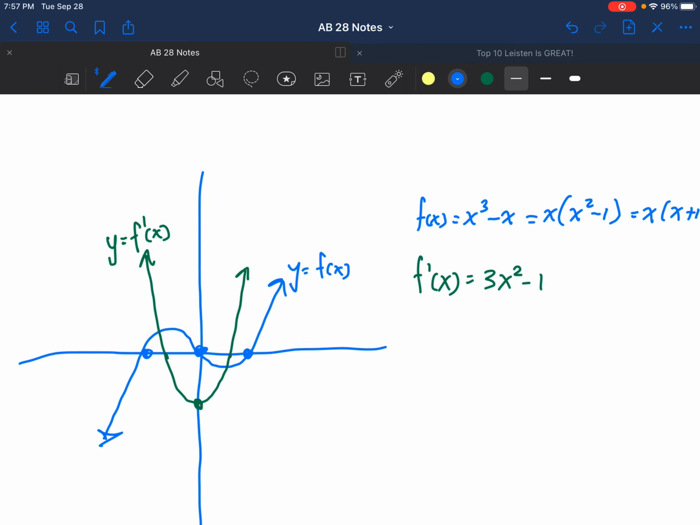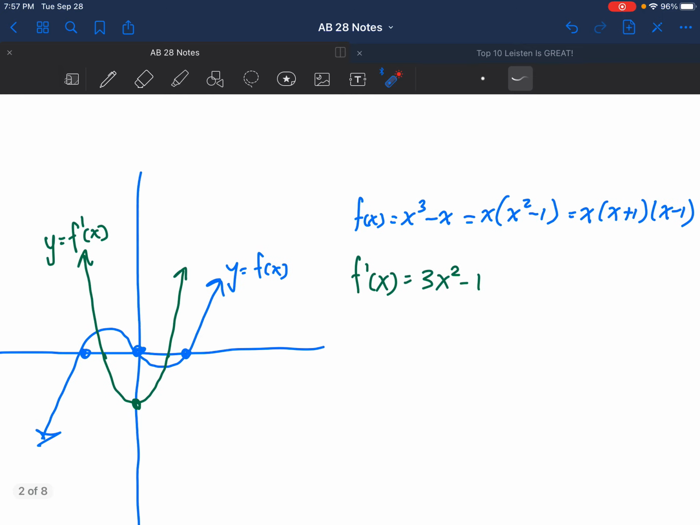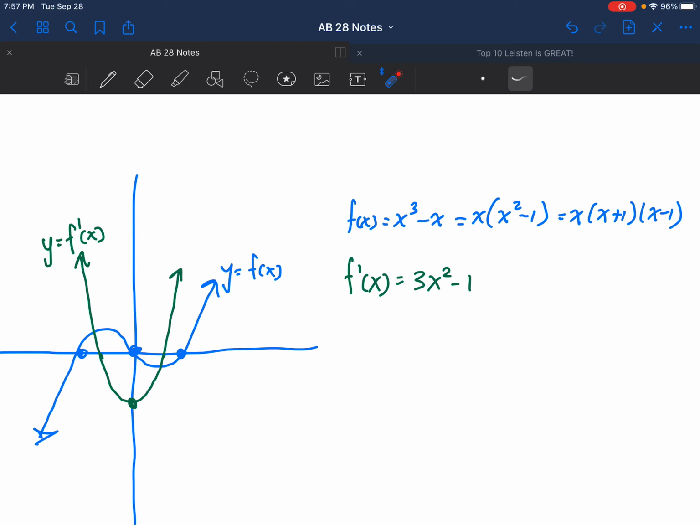We had the blue was x cubed minus x. That was our original function. Now I factored this to make it a little bit easier to graph. At the same time, we have our derivative function, 3x squared minus 1. Graphing that, I recognize a y-intercept of -1. We're going to have zeros at about plus or minus 1 over root 3.